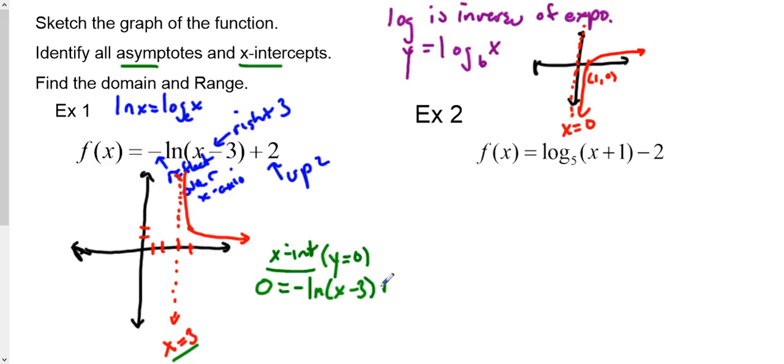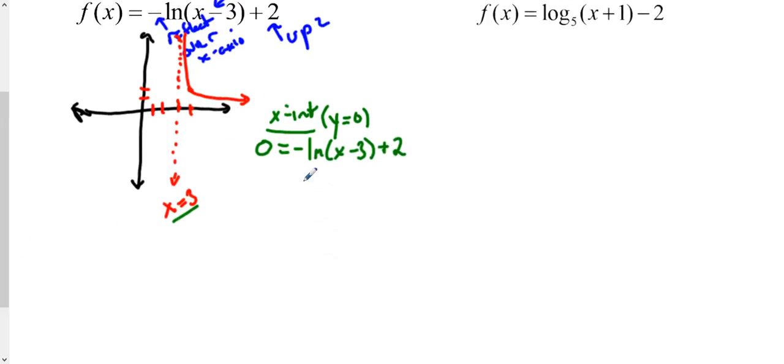So when we do this, I'm going to give myself a little bit more room. We're going to subtract 2, and we get negative 2 equals negative natural log of x minus 3. So that's really important that you know how to do this. Divide by negative, so we have 2 equals natural log of x minus 3, so make sure you're good with your algebra. And now we get to our log. Now, how do you solve for a logarithm? You do the inverse operation. What's the inverse operation? It's an exponent, all right? So what we're going to do is raise this to base e, because that's what that is.